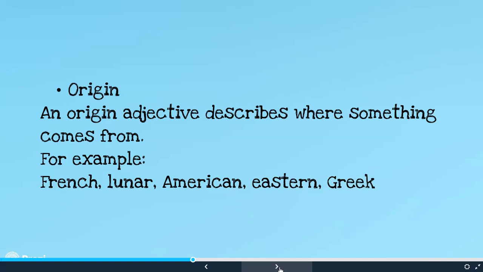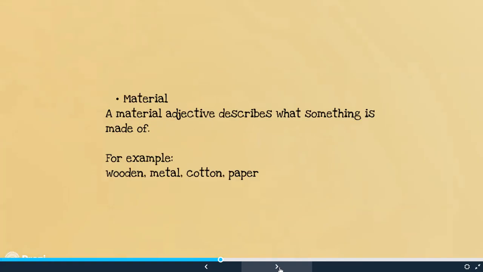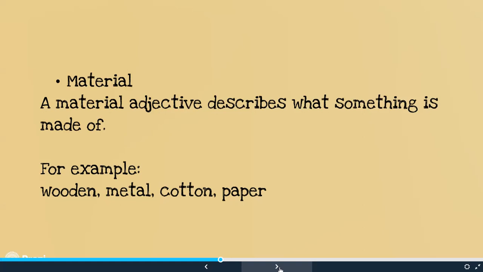For example: French, American, Eastern, Greek. Material. A material adjective describes what something is made of.